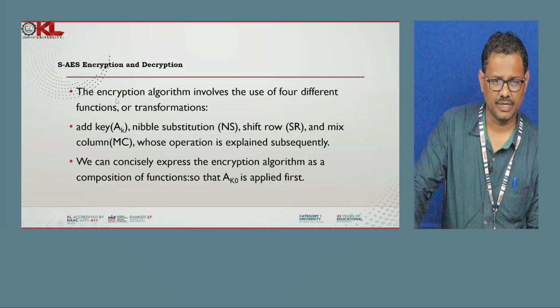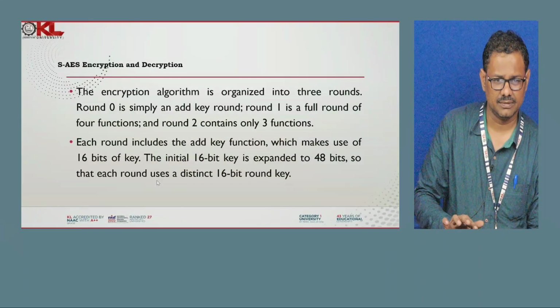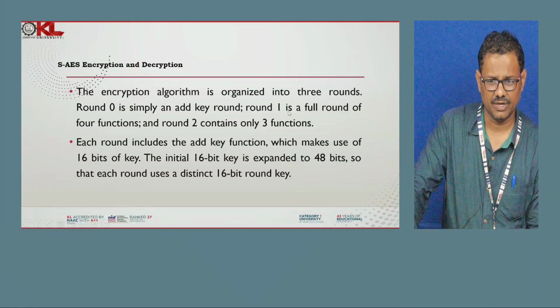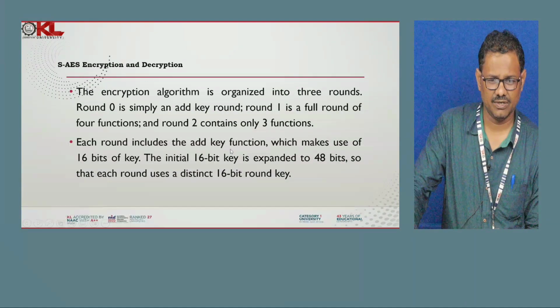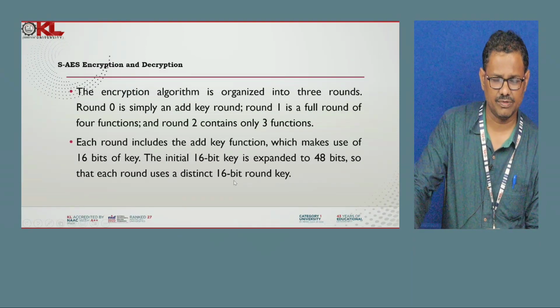Here the encryption algorithm involves 4 important functions: add key, nibble substitution, shift row, and mix columns, whose operation is explained subsequently. This encryption algorithm is organized into 3 rounds. Round 0 simply adds a round key. Round 1 is a full round of 4 functions. Round 2 contains only 3 functions. Each round includes the add key function, which makes use of 16 bits of key. The initial 16-bit key is expanded to 48 bits, so that each round uses a distinct 16-bit round key. Here we are using only 3 rounds.